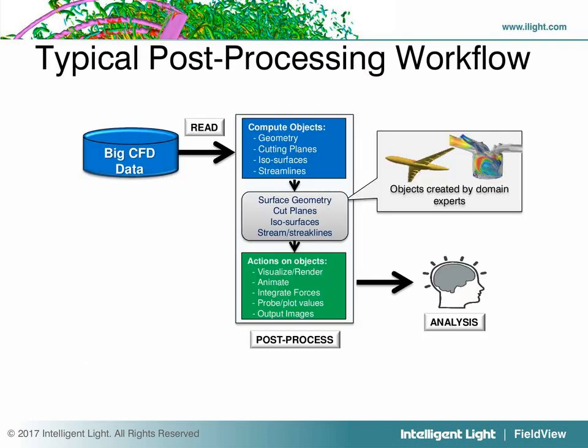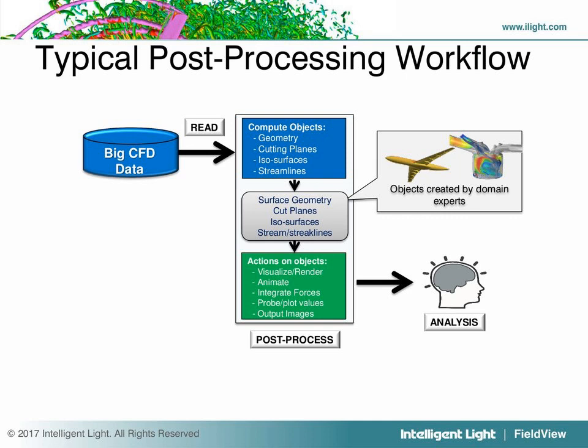Now, within a typical post-processing workflow, the user would load the large CFD data sets into the post-processor, and then the post-processor would create different objects, such as geometry, cutting planes, isosurfaces, as required by the domain expert. The domain expert would then operate on those objects to visualize the flow field, to create animations, to integrate surface pressures, for instance, to get forces, probe the flow field data, and then create images that they can then view and share as part of their analysis.